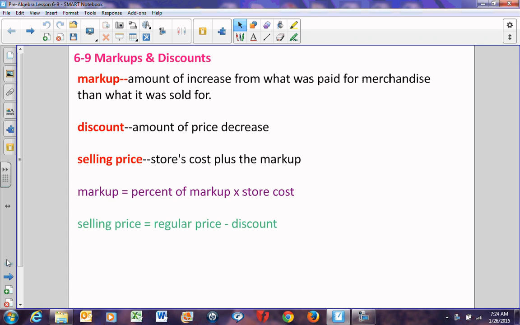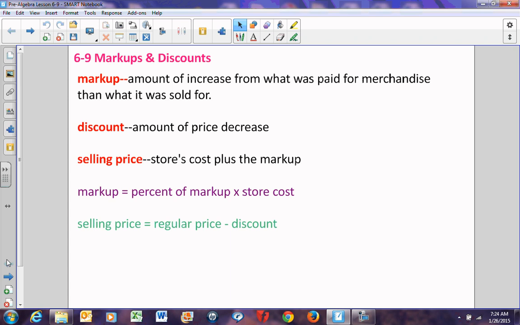Every time you go shopping, it says, oh, 30% off. That's a discount. That's in your favor. You like that. The selling price is the store's cost plus the markup. If the store is going to make any money, they can't sell you things for what they paid for them, because they also have to pay their employees, they have to pay rent on their building, they have to pay electricity, they have to pay for cash registers, they have to pay for computer programs, they have to pay for all kinds of things. So if they sold things for exactly what they paid for it, they'd go bankrupt.